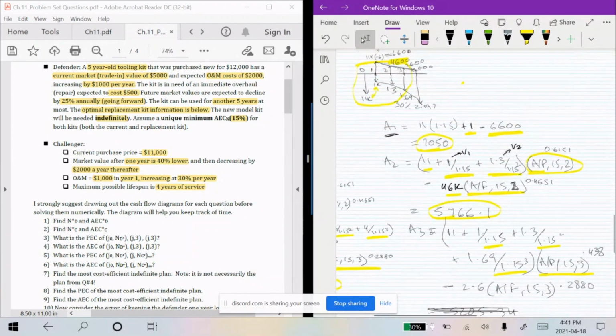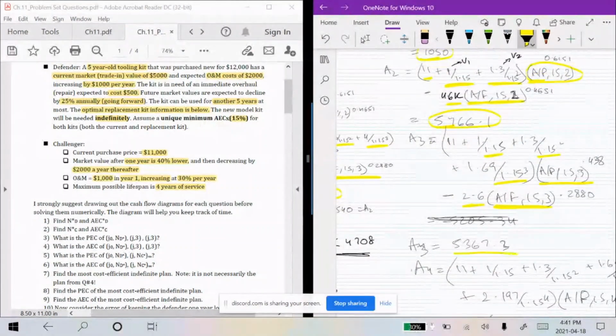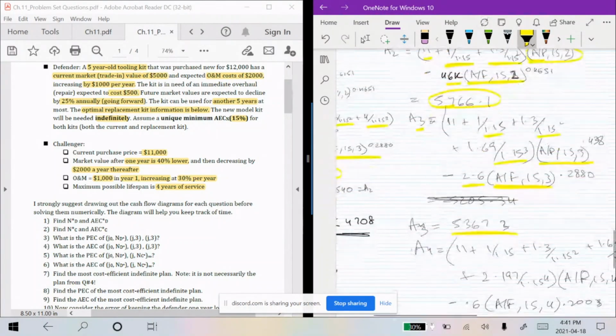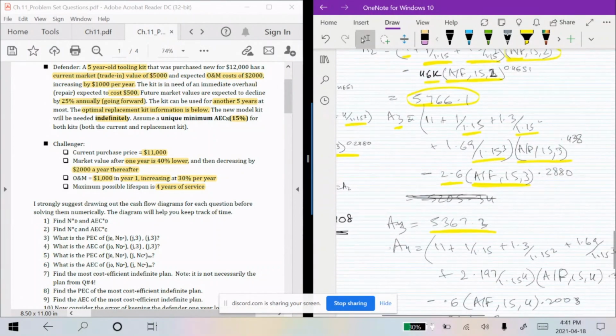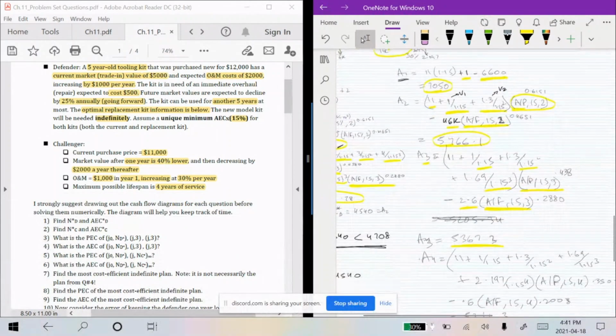And then the salvage value drops to 2.6. From 4.6, it keeps decreasing every year by $2,000. So it drops to 2.6 and you annualize it. You calculate this and you get 5367.3. You realize that A3 is still less than A2. A2 was 5766, A3 is 5367. It's still decreasing, so you need to find A4 now.